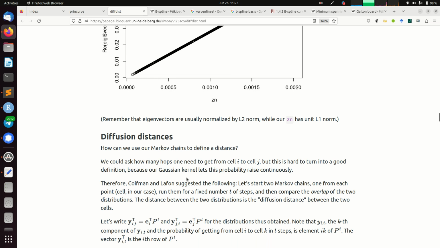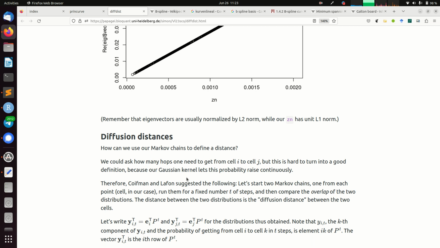Now, how do we use this whole thing to define a diffusion distance? We could simply say, in order to define the diffusion distance from i to j, let's start a random walk at cell i and ask how many steps we need until we have a sizable probability on cell j. But for that, we would have to decide on a threshold and say, when do we get above it? And somehow this all seems a bit sketchy. By trying around, the people who came up with this diffusion distance decided that what works better is to do it in a more symmetric fashion.